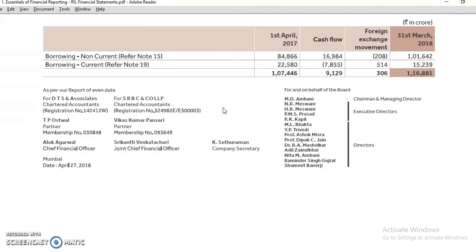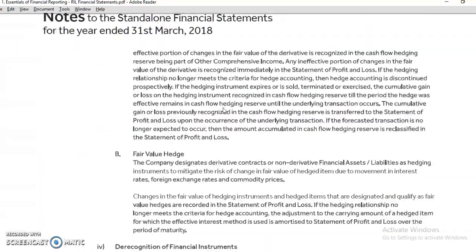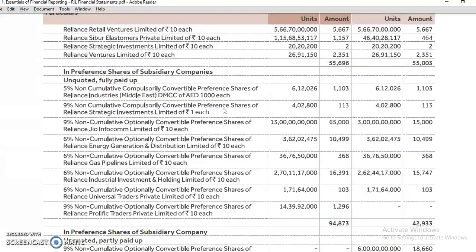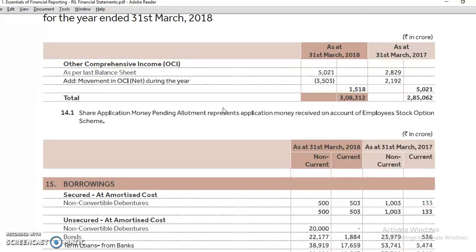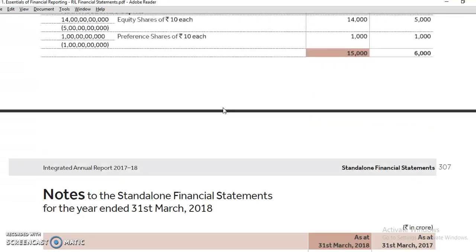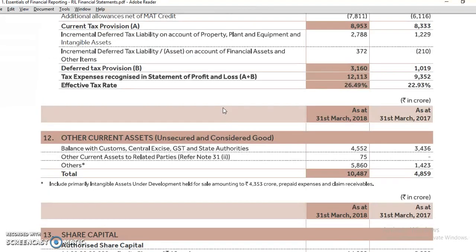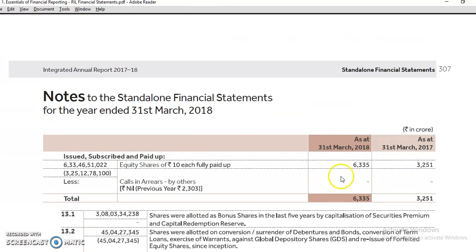Now we go to schedule number 13. Just hang on a while until we reach there. These were the assets, investments, number 6, number 15. Okay, here number 13. Here you can see the authorized share capital of this company is 14,000 crores. Preference shares, this is only authorized share capital, it's not the real one. The real one is here.